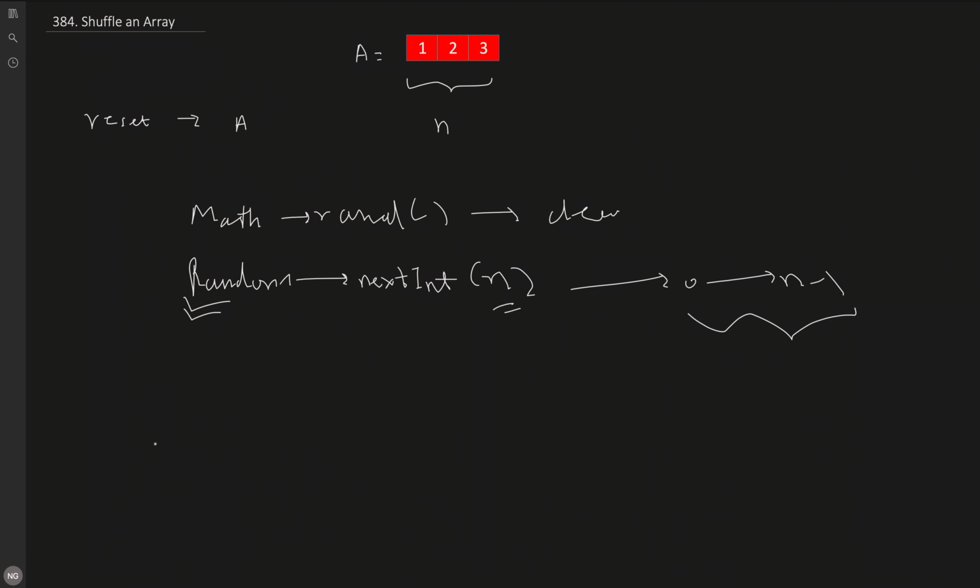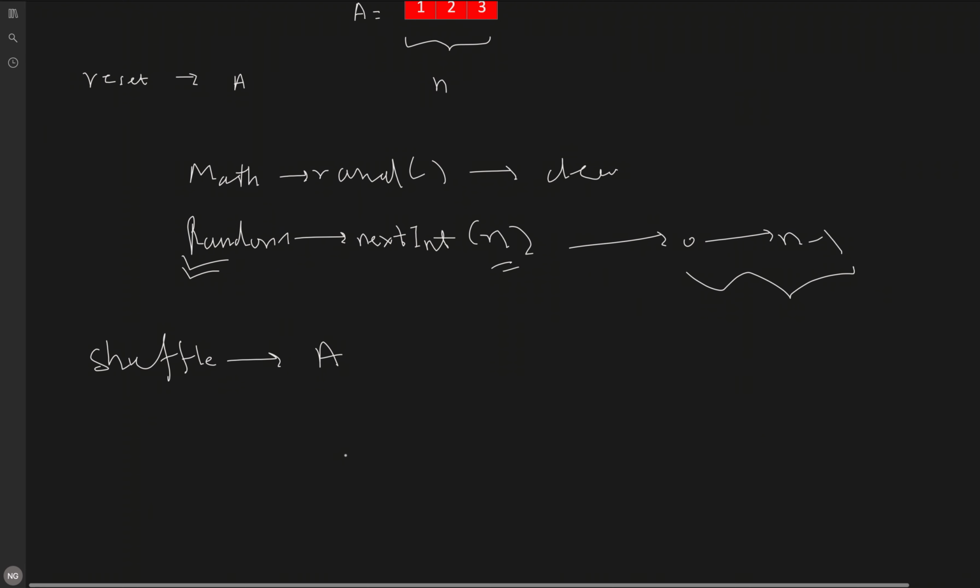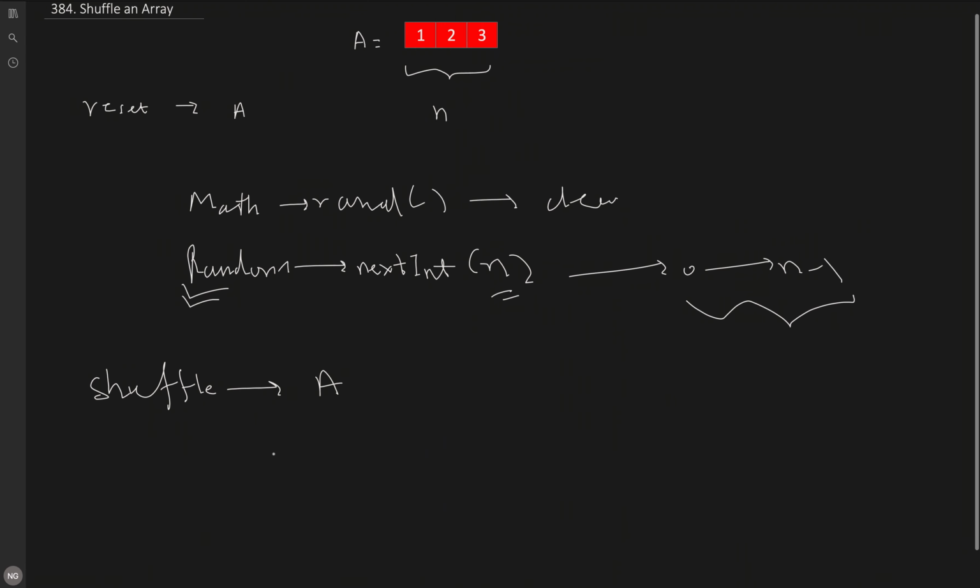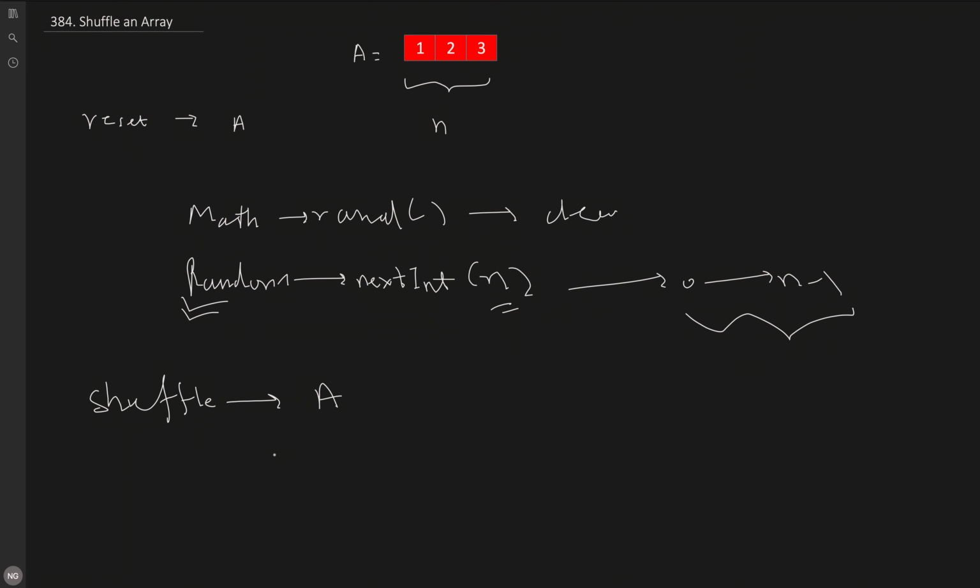Now how to generate the shuffled array? We create a shuffle array of the same size, and copy from the original array A. Now what we can do is keep shuffling it, finding the random index first. We can iterate either from the 0th index or from the last. If you are iterating from the 0th index, you have to add a factor, so it is better to start from n minus 1.